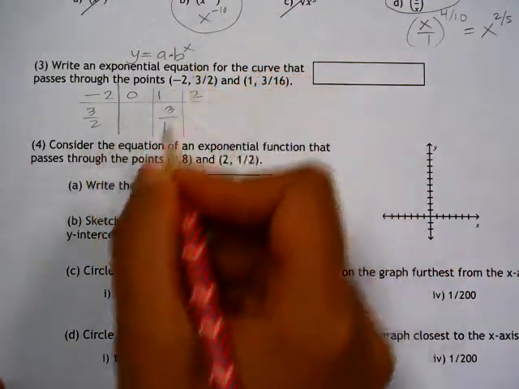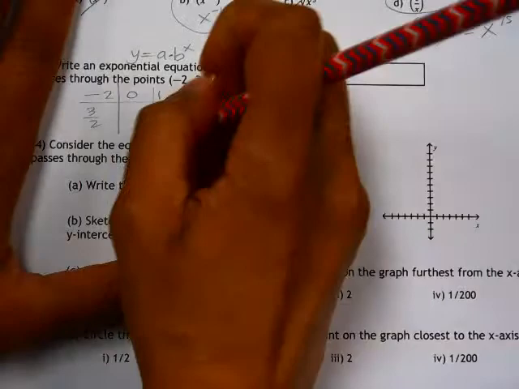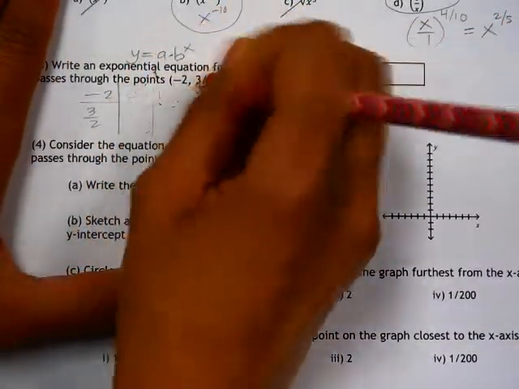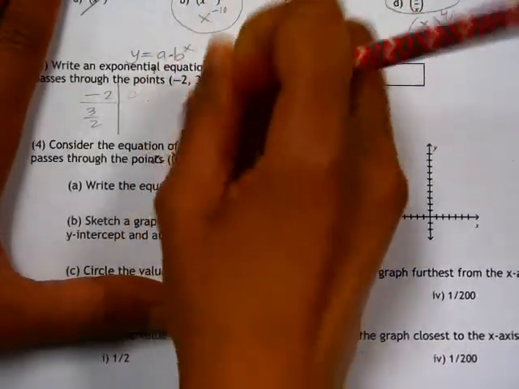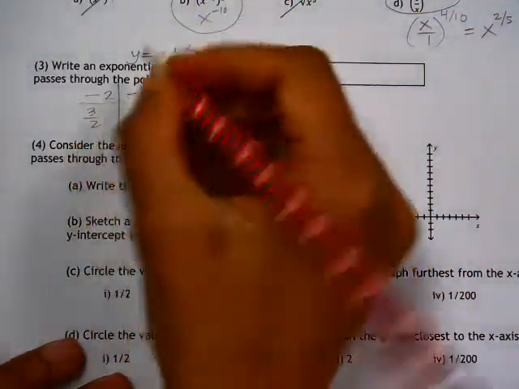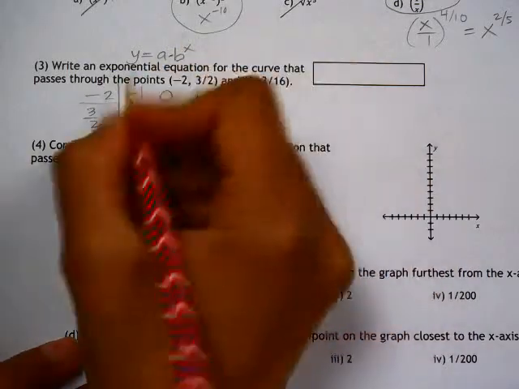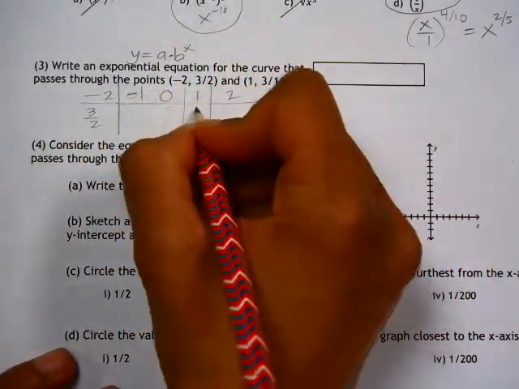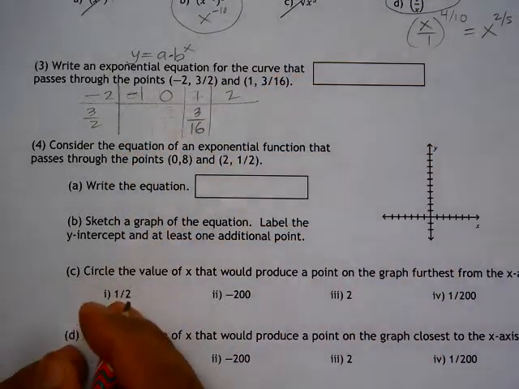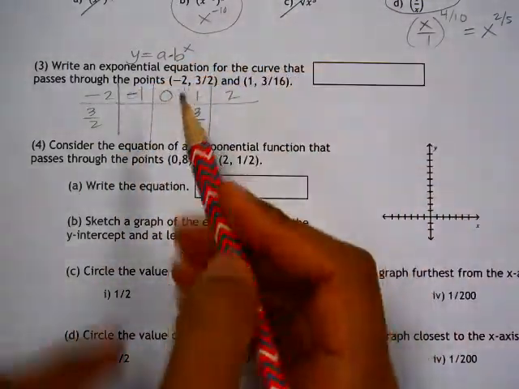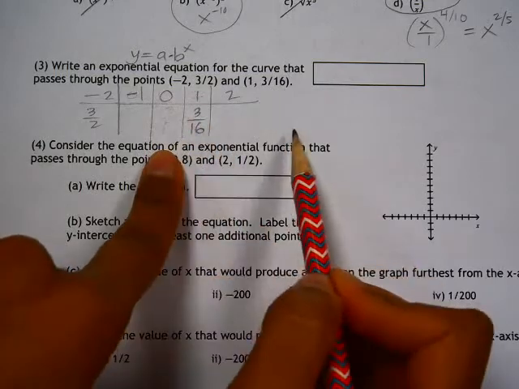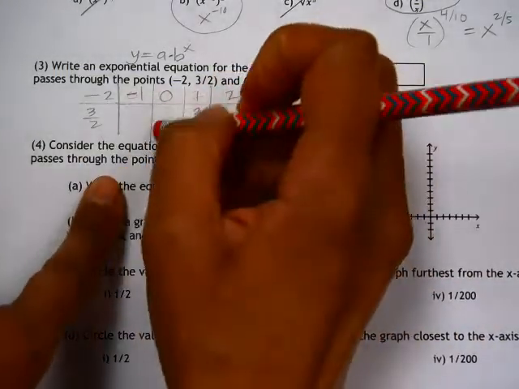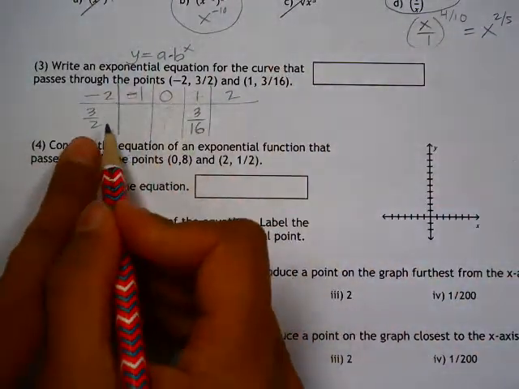And in this case, this is missing the -1, so let's put what we know in the table. So we know -2, 3/2 and 1, 3/16. And in order to write our equation, we need to know the initial value and we need to know the multiplier. In this case, it's probably quicker to just use guess and check to get from here to here.